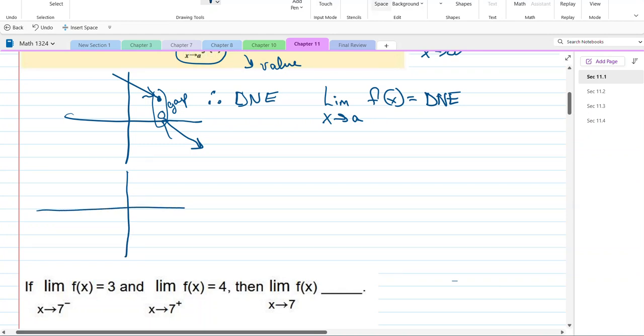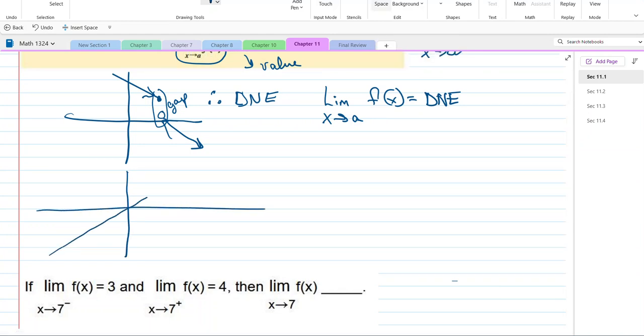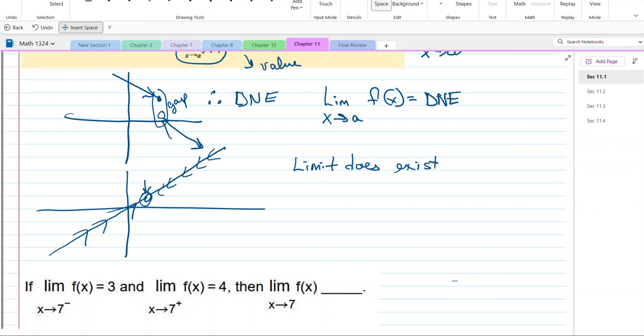So supposing I have this. All right. So as I approach this from the left, it approaches this number. If I approach from the right, it's approaching the same one. So the limit does exist. So it's a hole. Well, then we have another condition about that.